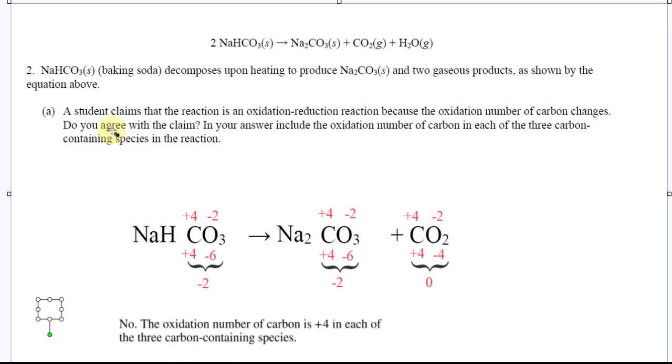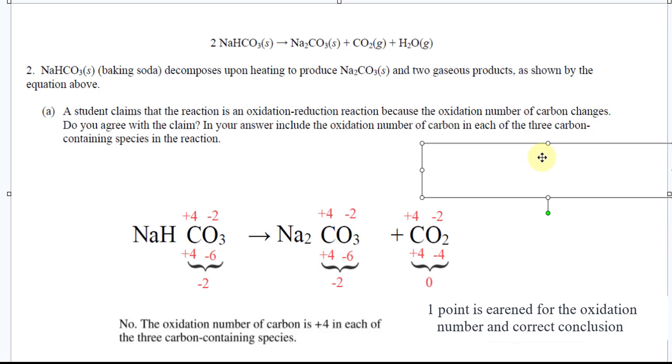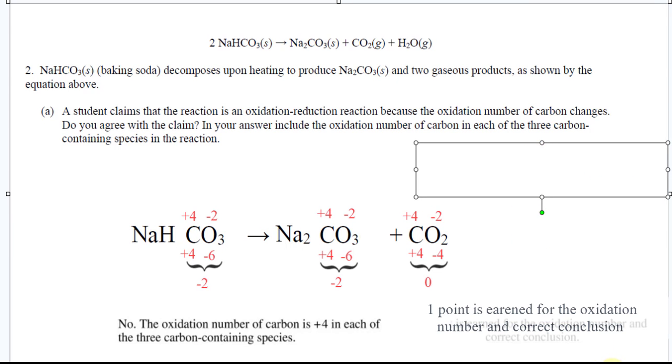So, do we agree with the claim? No. Include the oxidation number of carbon in each of the species. We've written that, and you've got a point. Okay, on to the next part, B.